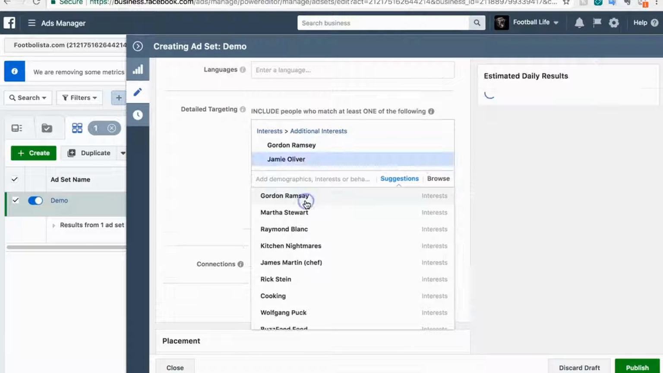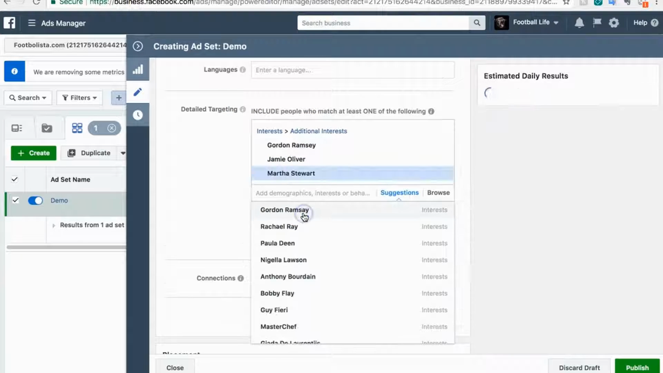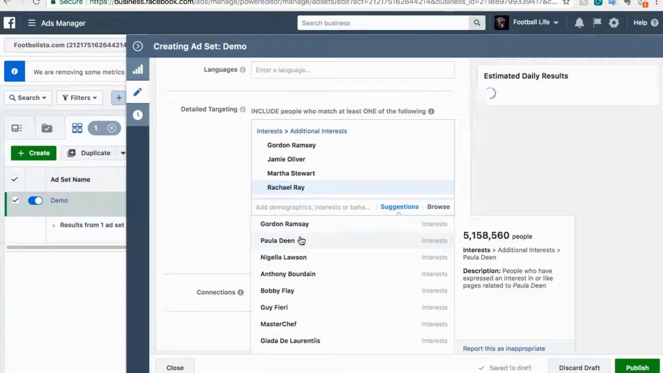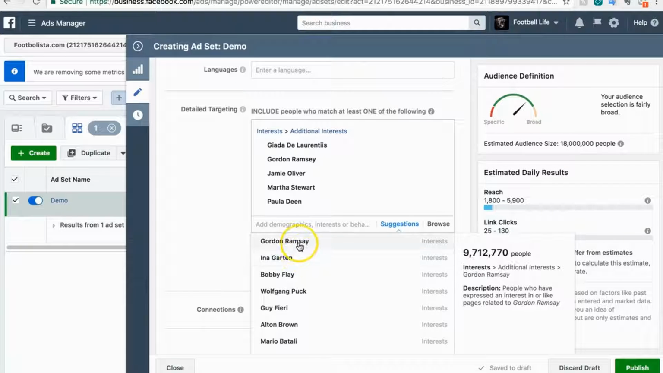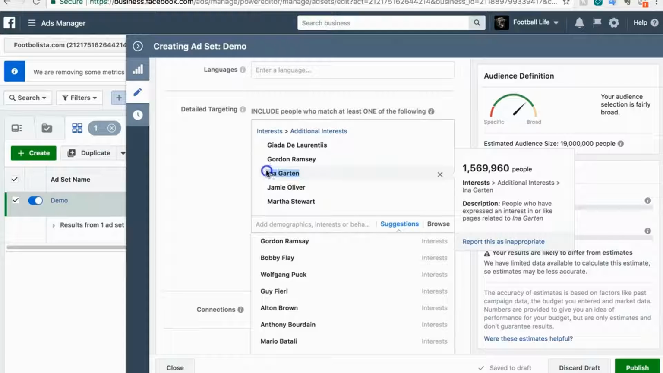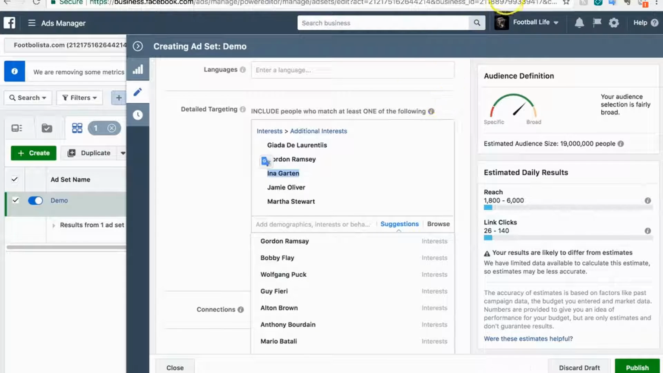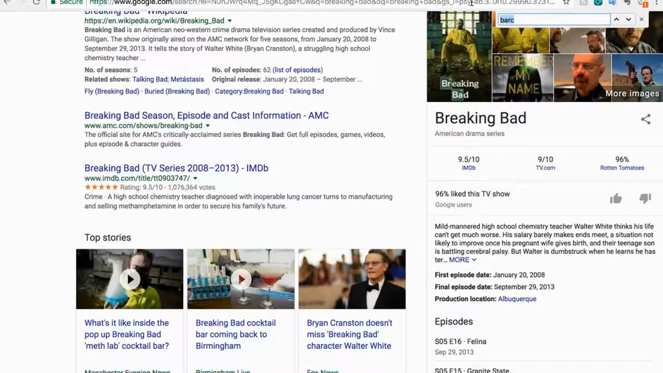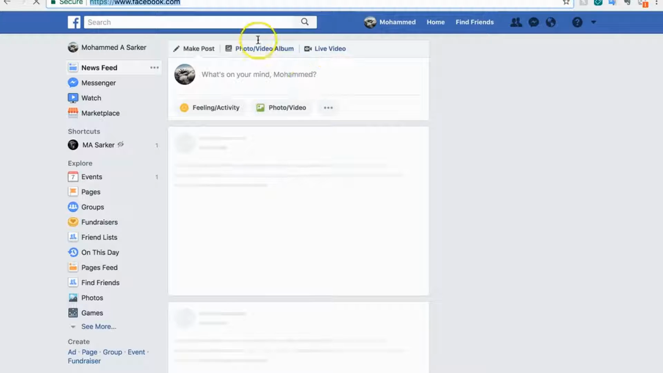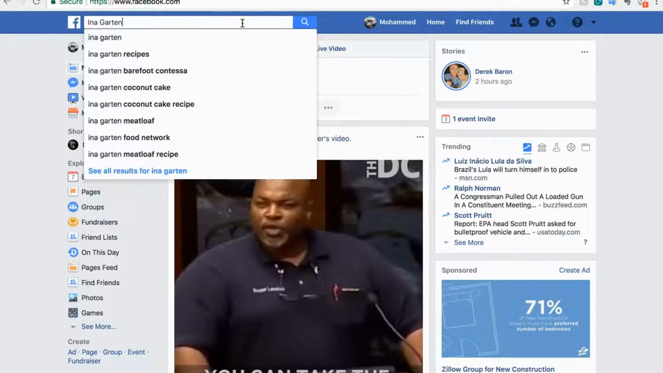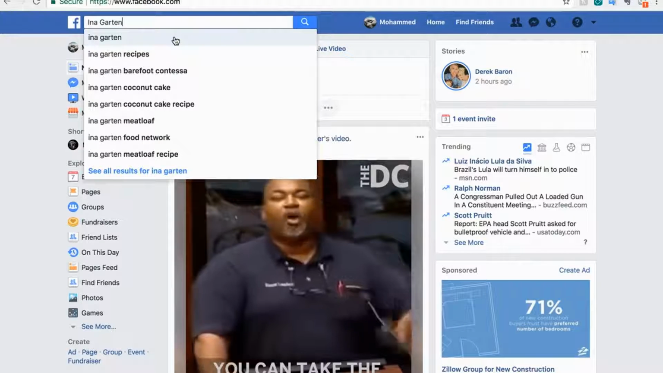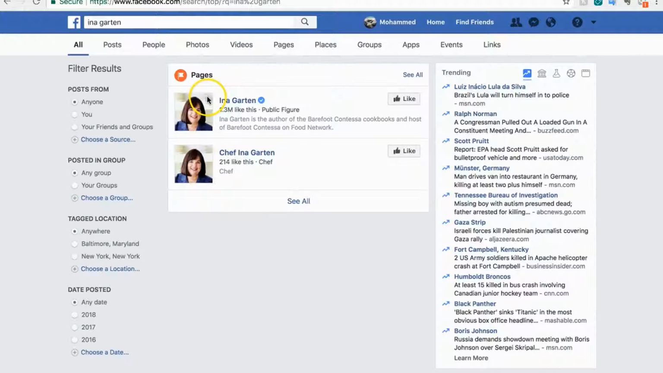So I selected Gordon Ramsay, Jamie Oliver, Martha Stewart, Rachael Ray, Paula Deen. I know she is one, he is one. Ina Garten, I'm not really sure who that is, so I'm just going to copy that person's name and go to Facebook.com. I want to figure out who that person is. If I don't know somebody, I make sure I know that person's name before I put them on my list. So, Ina Garten, yeah.